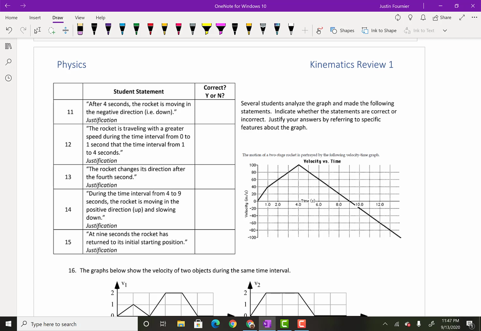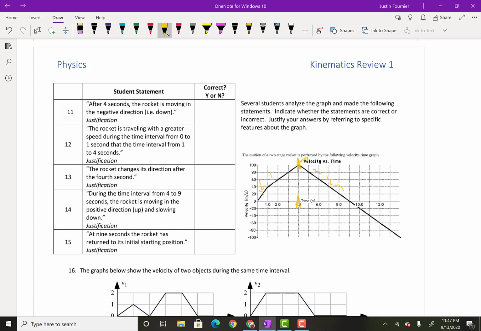So here we go. After 4 seconds, the rocket is moving in the negative direction, i.e. down. So here's 4 seconds, and we say, oh, the graph is going down, but I need to be careful. This is a velocity versus time graph. So that means the velocity is positive, but now it's getting less positive. But it's still positive. And the velocity being positive means that it's still moving up, since it's a rocket.